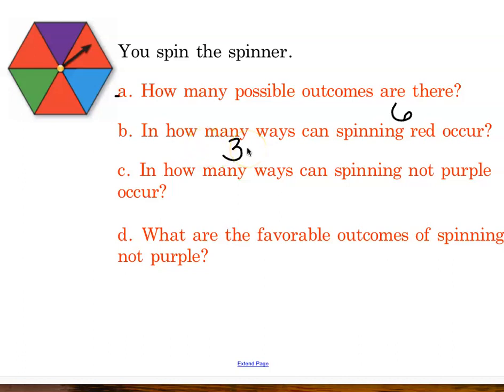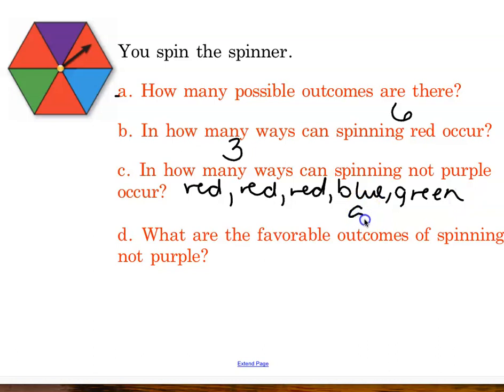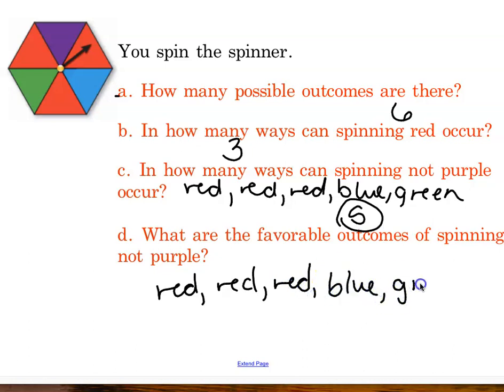In how many ways can spinning not purple occur? So not purple, we could have a red, we could have the other red, we could have the third red, we could have the blue, or we could have the green. So there are 5 ways to not spin purple. So the favorable outcomes of spinning not purple, that is spinning red, red, red, blue, or green. Okay, notice favorable outcomes, there are 3 reds. That is because there are 3 red spaces on the spinner. Favorable outcomes are what you want to occur.